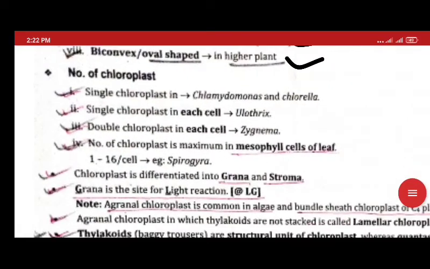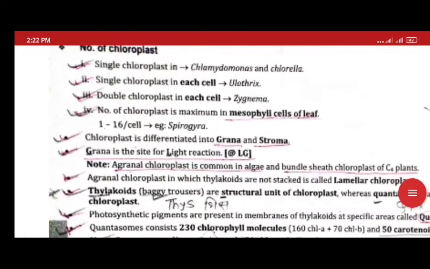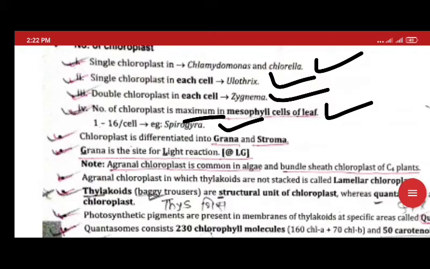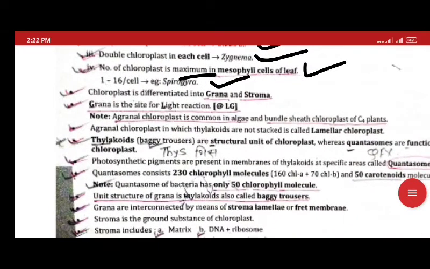Now the number of chloroplasts. A single chloroplast is found in Chlorella and Chlamydomonas. A single chloroplast in each cell is found in Ulothrix. Double chloroplast in each cell is found in Zygnema. The number of chloroplasts is maximum in mesophyll cells. Spirogyra has 1 to 16 chloroplasts per cell. Chloroplast is differentiated into grana and stroma.